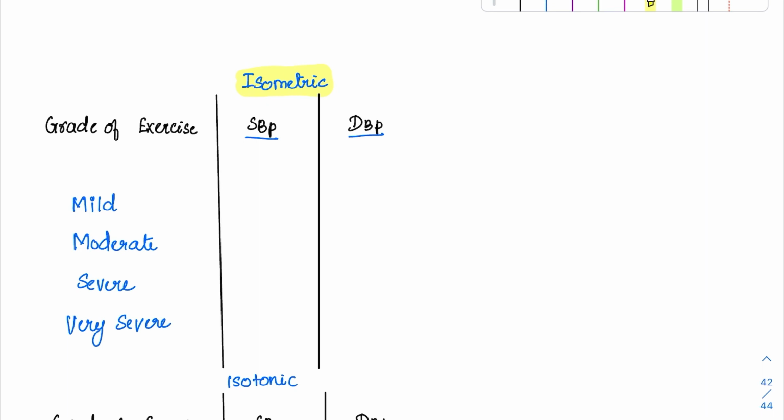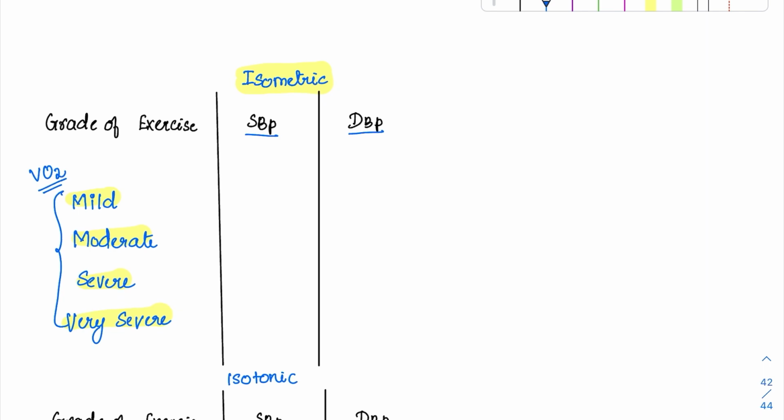We have several grades of exercise like mild, moderate, severe and very severe. This mild, moderate depends upon the oxygen consumption. There is something called VO2 consumption. Oxygen consumption differentiates these exercises. Otherwise, they can be differentiated by heart rate also. Heart rate is another, easier parameter where you can classify these four exercises.